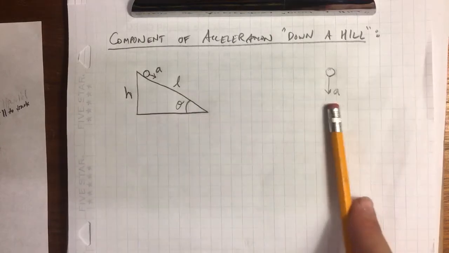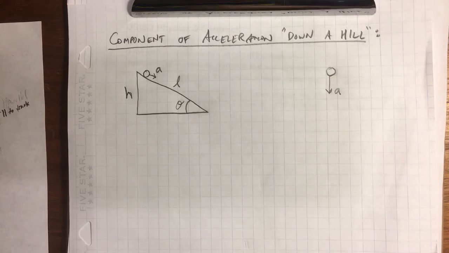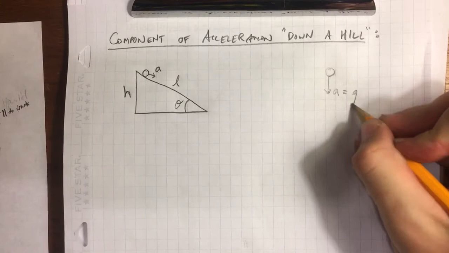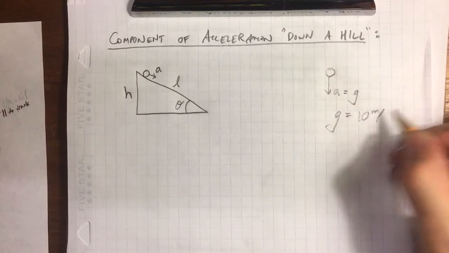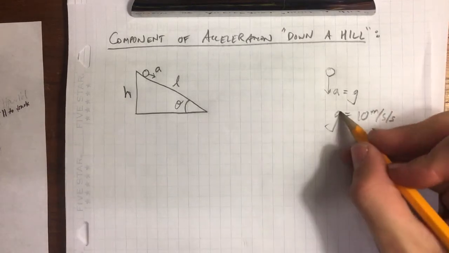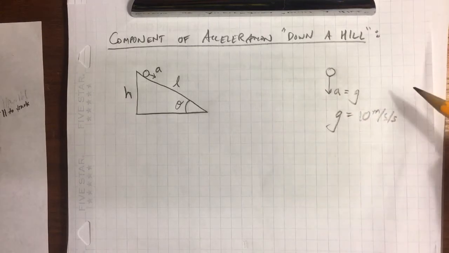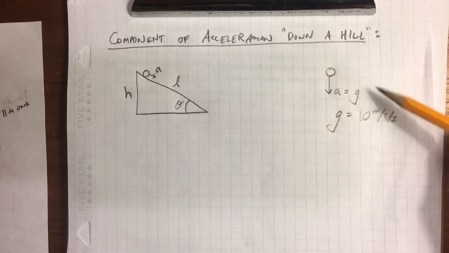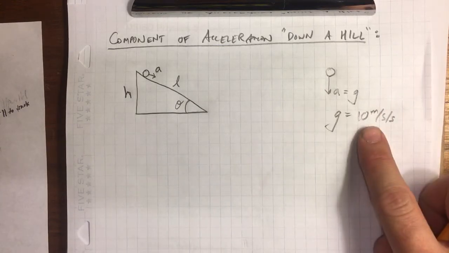But the idea is we already know that when something is in free fall, it is experiencing acceleration downward, and that acceleration has magnitude g. I'm going to go ahead and use g equals 10 meters per second squared. The difference between this and 9.8 is not significant. That's not where the challenge is here. So this is something that we're familiar with. When something is only interacting with the Earth, then it'll accelerate downward at this rate.